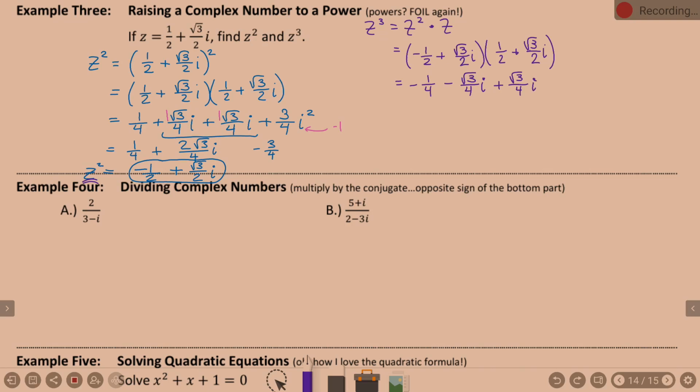And then last, square root of 3 over 2i times square root of 3 over 2i. Square root of 3 times square root of 3 is 3. 2 times 2 is 4. i times i is i squared. Okay. So we still have the negative 1/4.